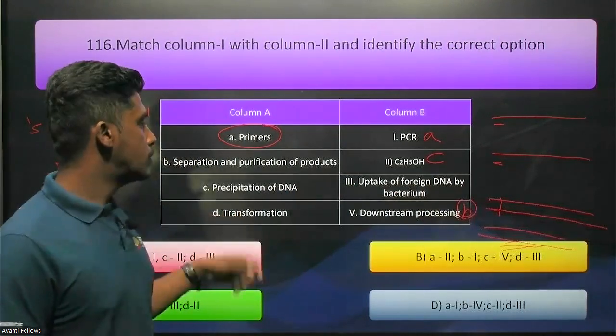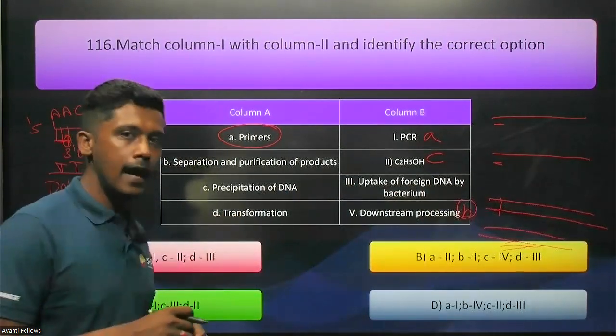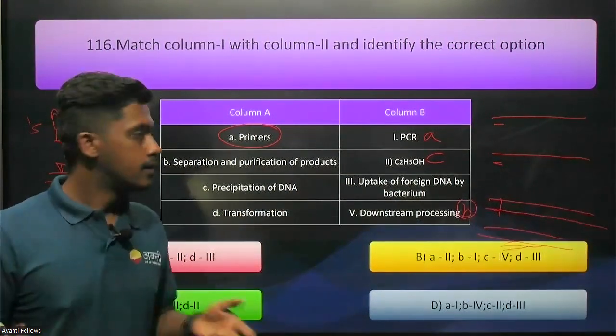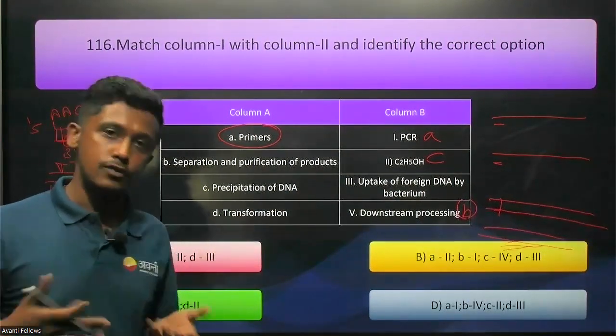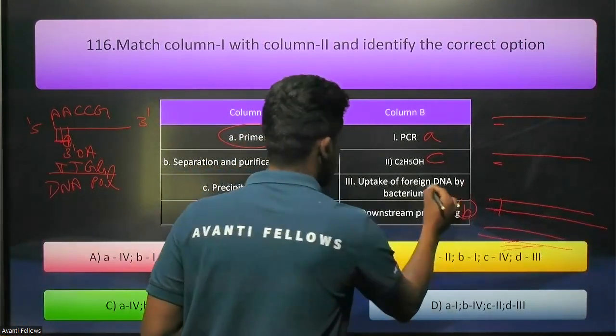Next one, transformation is any of your bacterial friends. If they have taken up the foreign gene, they are called transformed cells or transformed bacterium. So that is why I'll write it as B.